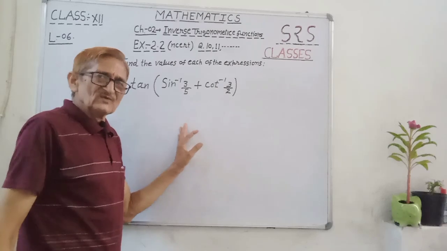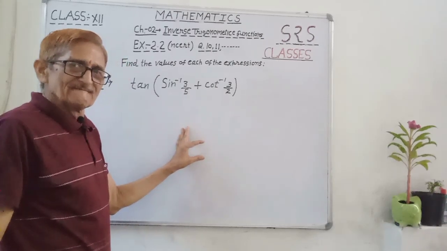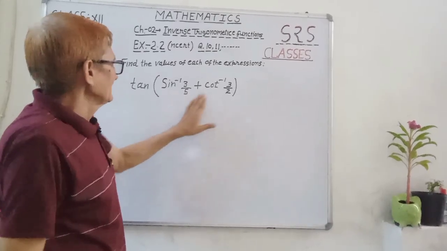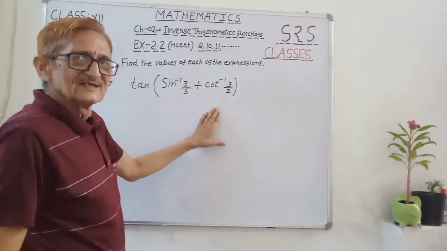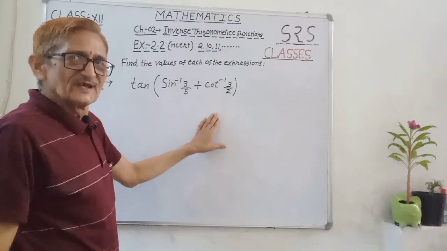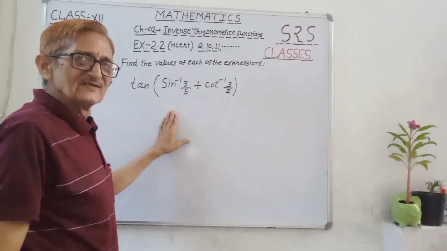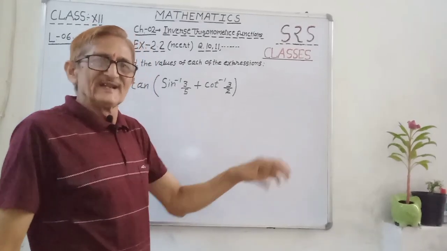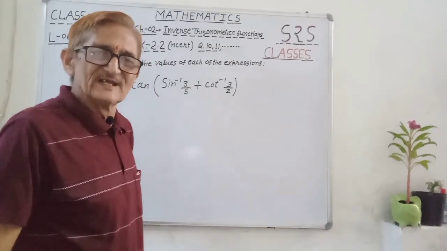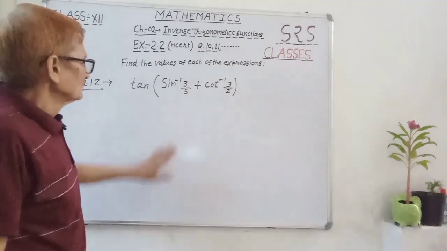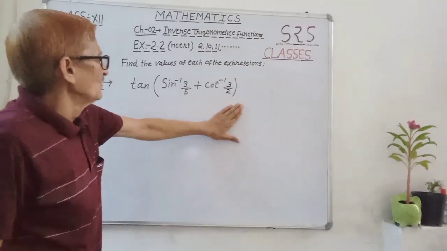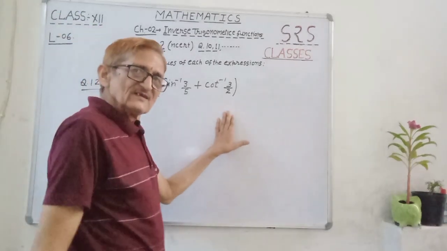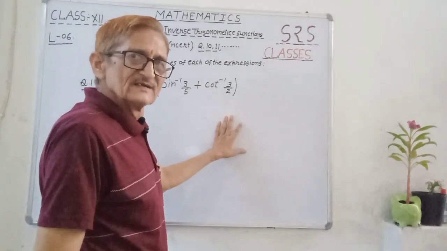So one formula we can use here: let this be x, let this be y, x plus y. Take the value in the tan form, because tan(a plus b) is equal to tan a plus tan b upon 1 minus tan a into tan b. So convert both into tan form, then we can use the formula for tan inverse x plus tan inverse y.